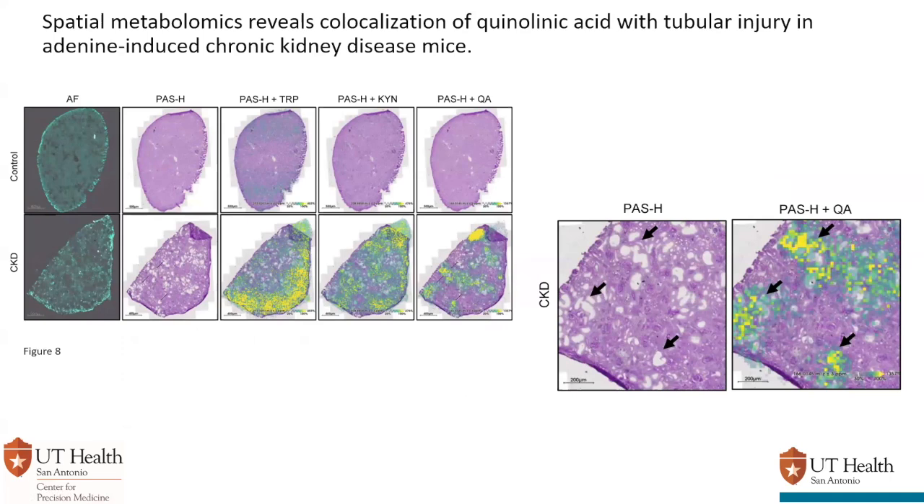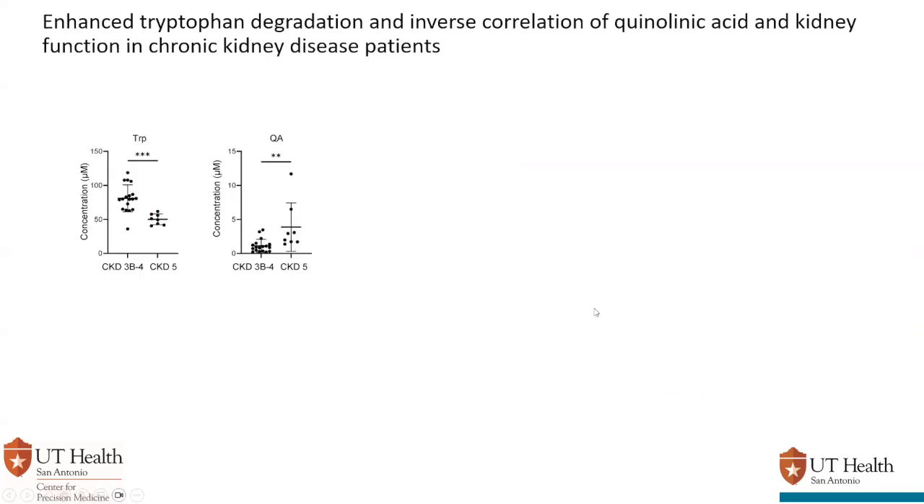Interestingly, we also found with mass spectrometry imaging, multimodal analysis, that quinolinic acid was specifically accumulating at regions of tubular damage in the chronic kidney disease section. We did not find any quinolinic acid in the controls. However, in the CKD model, we saw accumulation of quinolinic acid at the tubular dilation areas.